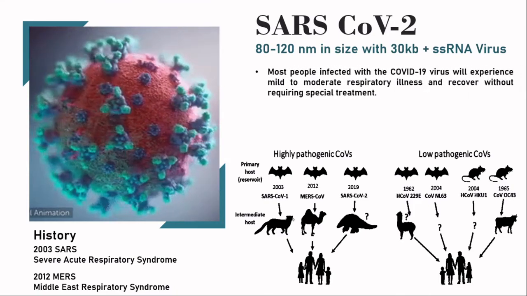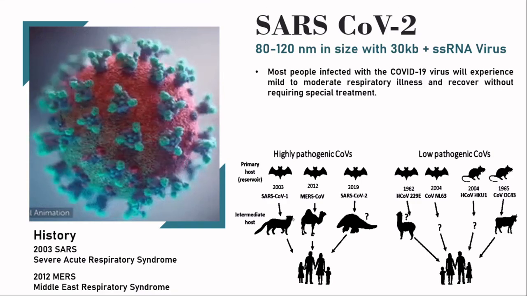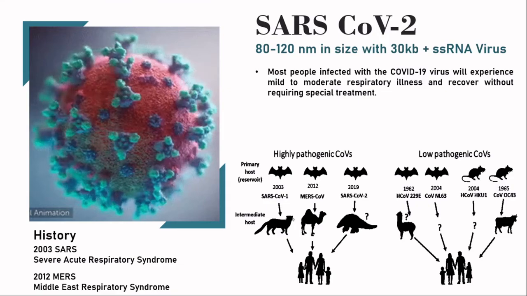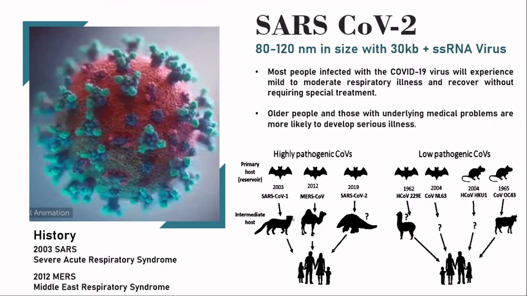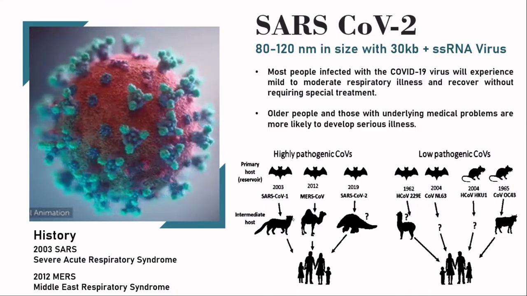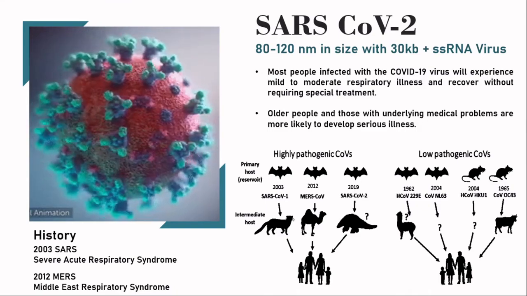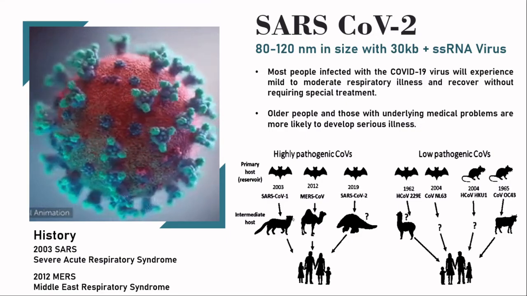We all know that most of the people do not have a very intense illness. It ranges between mild to moderate, but yes, if the person is old enough to not have much immunity, or if the person has some underlying medical problem, then there might be serious consequences.